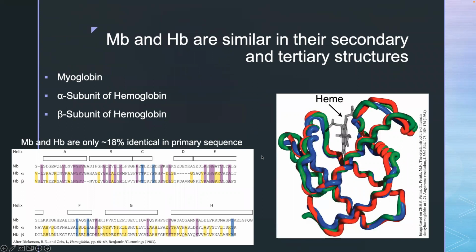And so myoglobin and hemoglobin are similar in their secondary and tertiary structure. And so this is just showing you the alpha subunit of hemoglobin, the beta subunit of hemoglobin, and myoglobin. Myoglobin can be seen in the green, and then alpha globin is in blue and beta globin is in red. And so you can see that their structure is very, very similar. However, they only have about 18% identity in their primary sequence.